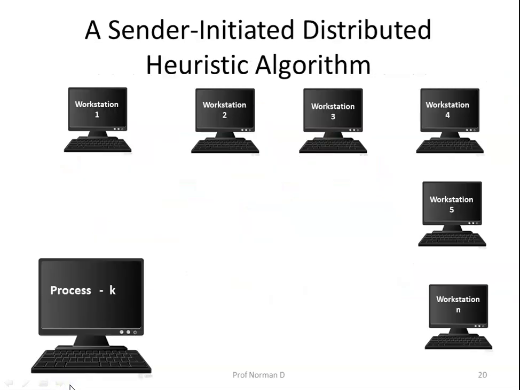Now moving on towards the sender initiated distributed heuristic algorithm. Now when a process K is created on one of the workstations, the machine on which this particular process originated will send something called a probe message to the other workstations in a random fashion. Now what are the contents of this probe message? This probe message is asking the workstation if the load on this workstation is less than the threshold.